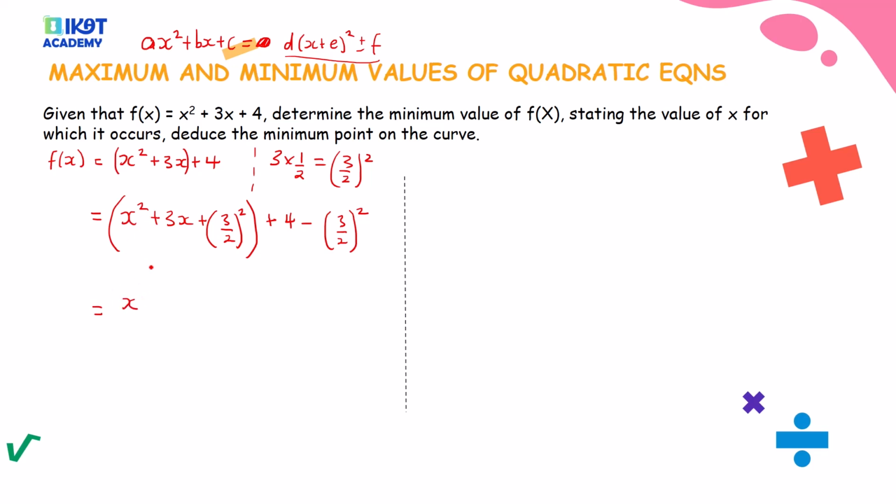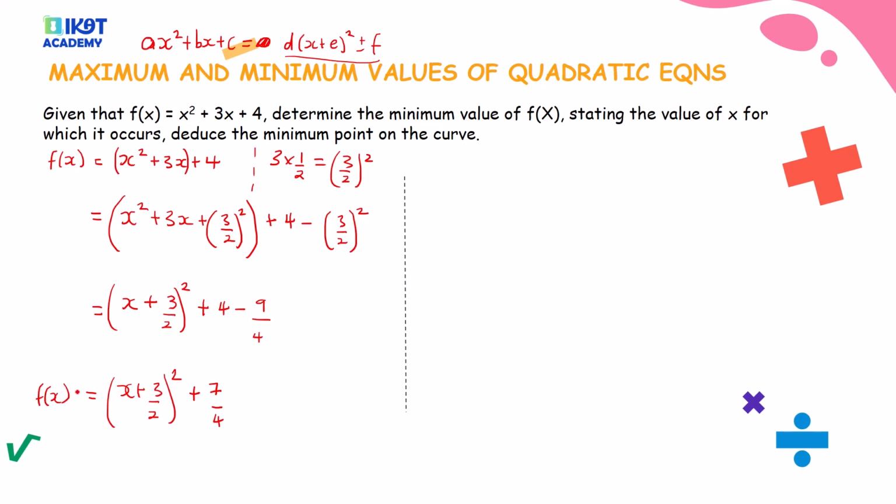So we pick this x, we pick the sign after it, plus, then we pick this 3 over 2 squared. I'll refer you to that video. Then we have plus 4 minus, now this becomes 9 over 4. So f(x) equals x plus 3 over 2 squared, then we can put that into a calculator: 4 minus 9 over 4. What do we get? We get 7 over 4. So this is plus 7 over 4. This is f(x).